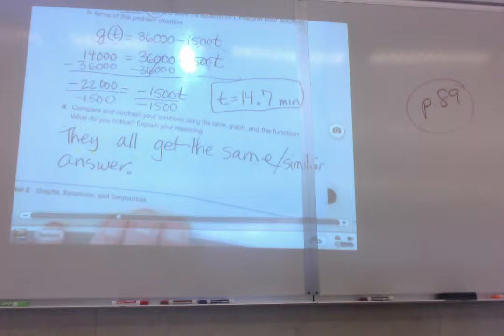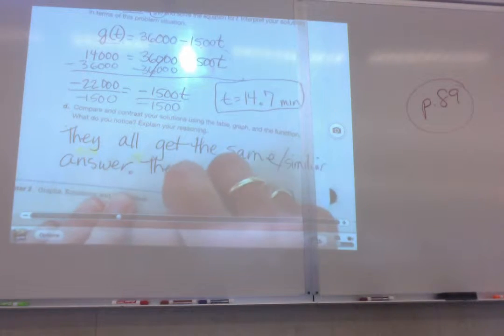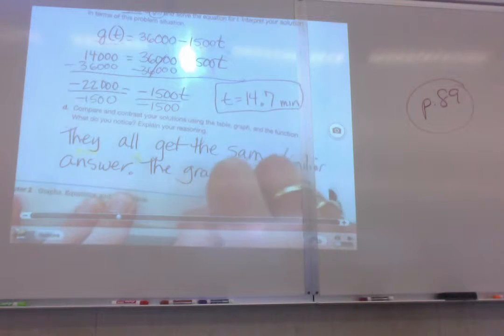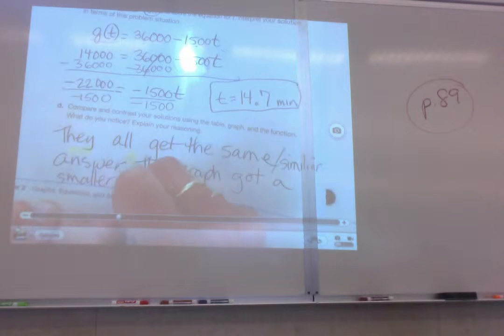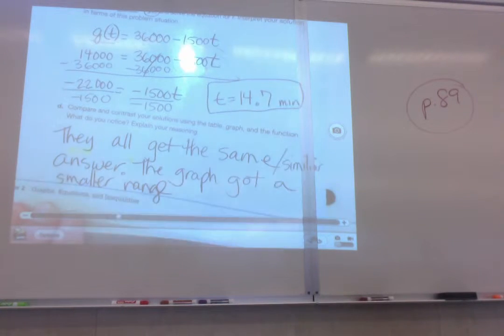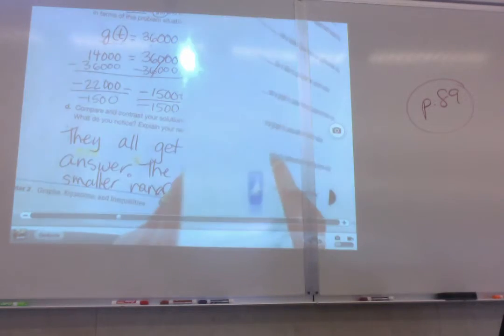Is any way better or worse? The graph is a little bit better because it gets a smaller range. Okay. The graph got a smaller range. All right. Nice. Okay.